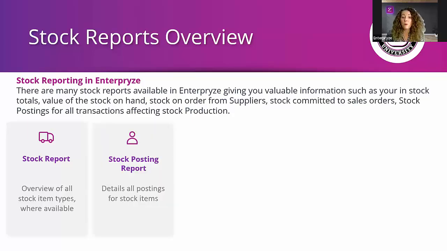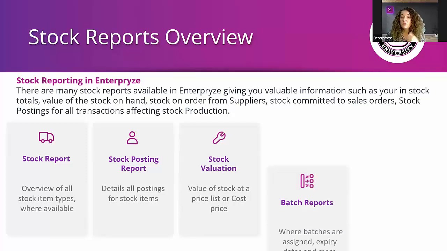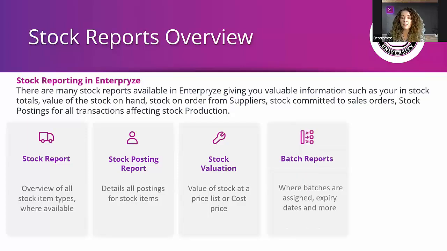The stock posting report details all the postings, all the movements that have happened for your stock items, whether that's your bill of material or actual stock items, raw materials, all of the postings that have occurred against those items. Stock valuation, so how you want to value the stock. On the report itself, you can value at a price list or at cost price. You've got various batch reports, where batches are assigned, their expiry dates, and lots more. So where they've been sold, availability, all the batch movements, where the item has come into stock and then ultimately has been delivered out.